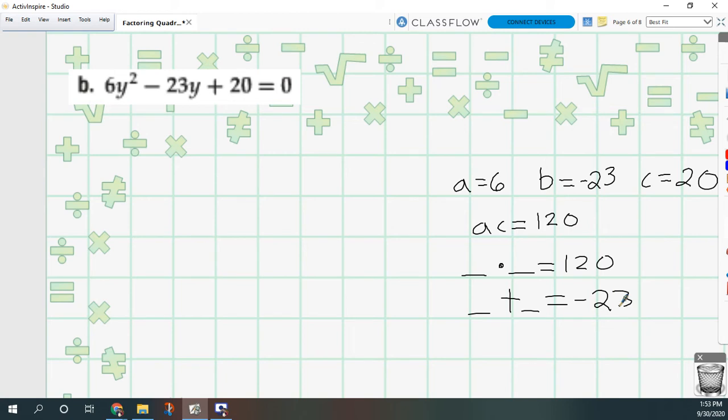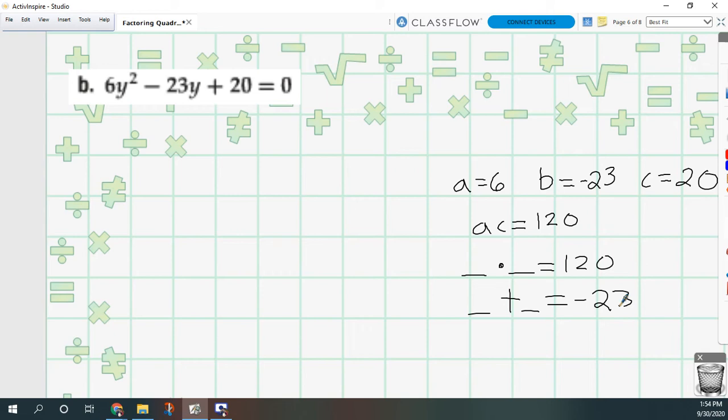And the big thing here is going to be to realize that because we have a negative, one of my numbers is probably going to be positive, and one of my numbers is probably going to be negative. So we just want to work through our options. So I could do 1 and 120, but that's probably not going to work. So I'm probably going to go up a little bit higher to see what other options I have.